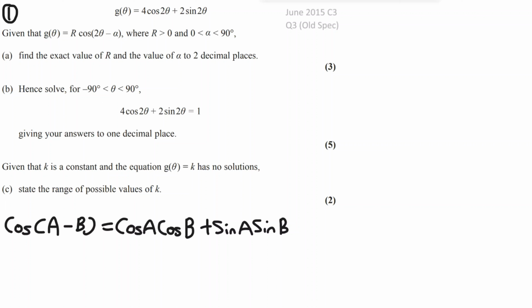So here's one final past paper question for you to have a go at. I've given you the addition formula for cos of A minus B as it's given to you in the formula booklet, so you'll have access to it in the exam. So pause the video, have a go, and I'll go through the answers in about 5 seconds.